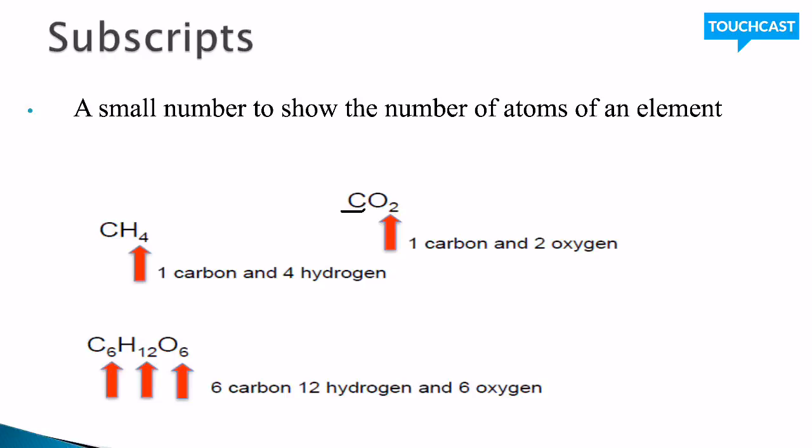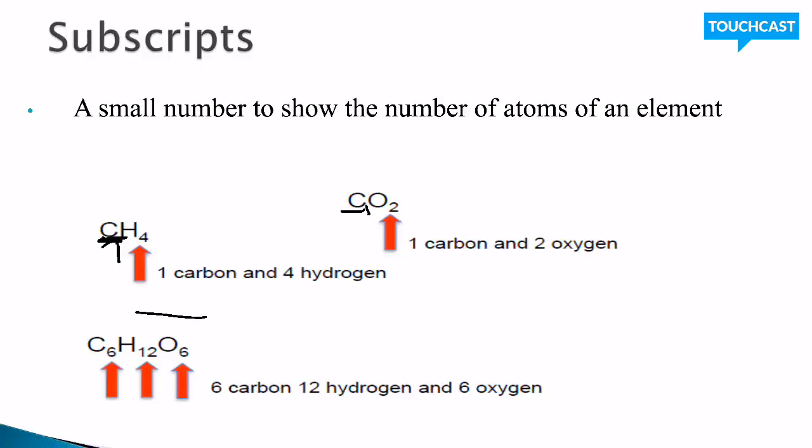So you'll never see a 1 subscript, but I'm going to challenge you guys that every time you see a C by itself, you go ahead and add that 1 there. So I have 1 atom of carbon, I have 2 of oxygen. Okay, here's another formula, CH4. You have 1 carbon and you have 4 hydrogen.